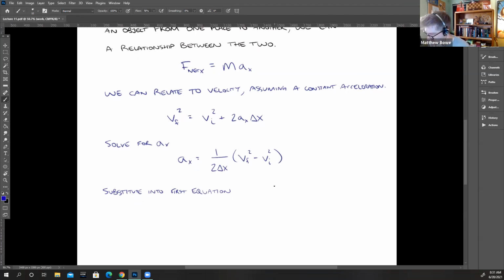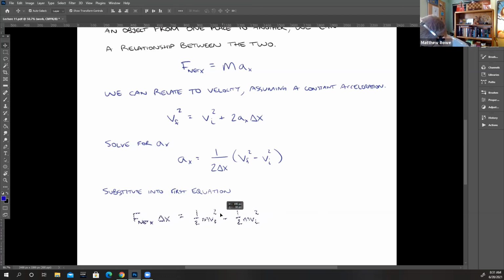I don't have to go through every step. We'll just go like this. The force in some direction, x, times some displacement is equal to 1/2 mv final squared minus 1/2 mv initial squared.